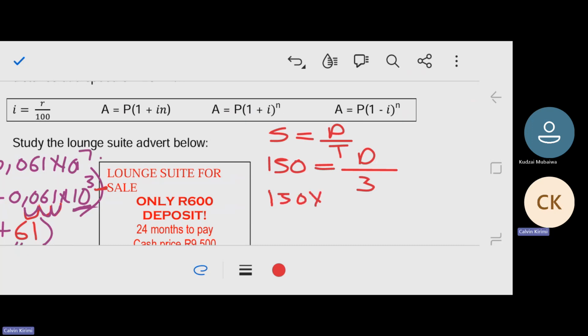150 times 3 is equals to d. Remember how we solve for equations. I told you when you see a fraction on the denominator, you multiply both sides by what? By 3. Yes, that's what we are doing here. So d is left out. So d is equals to what? 450 kilometers.